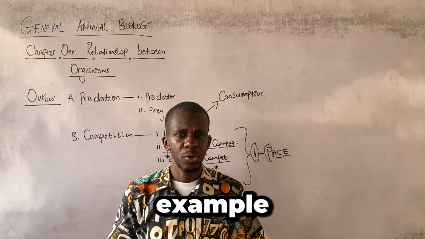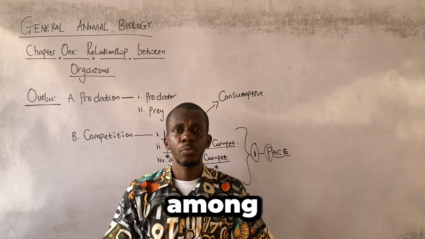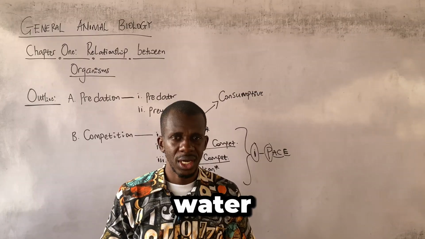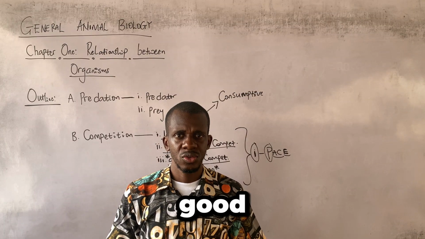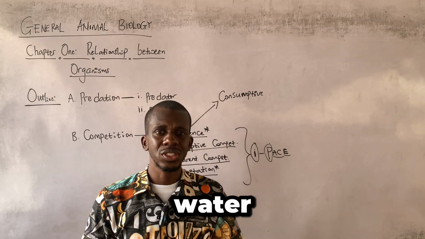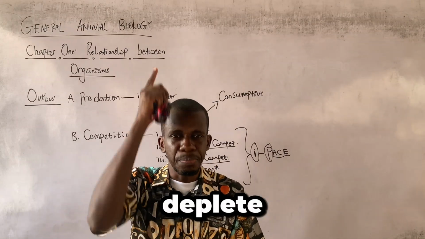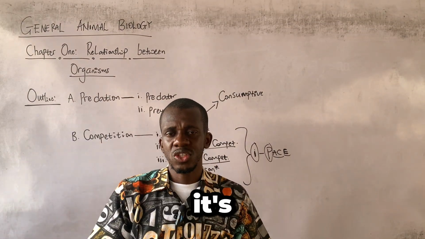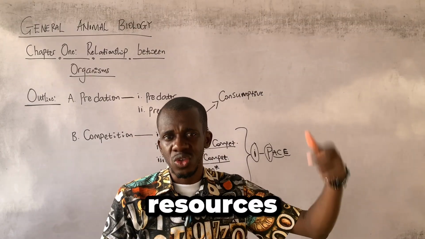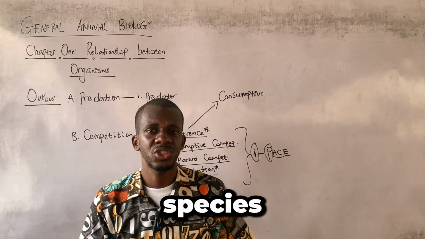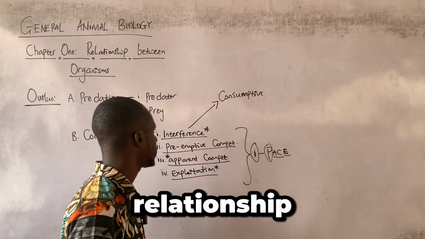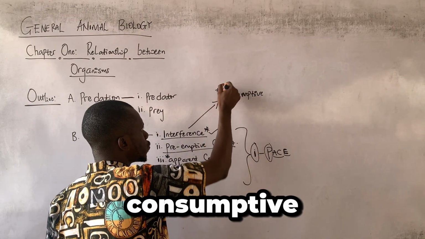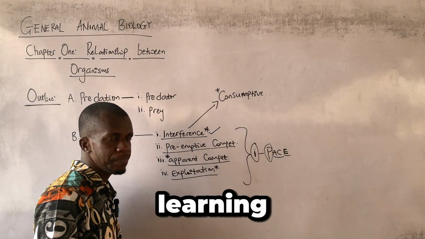A typical example of this happens among plant species that compete for a common resource such as water. You see that now? Good. So the utilization of water by one is going to reduce the amount of that resource available for the other species. So such a relationship or competition is called interference or consumptive. I hope we're learning. Good.